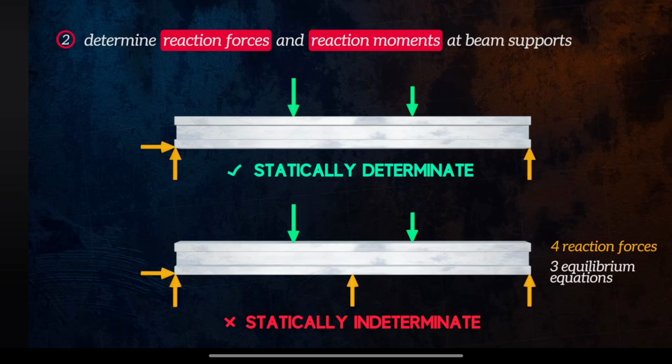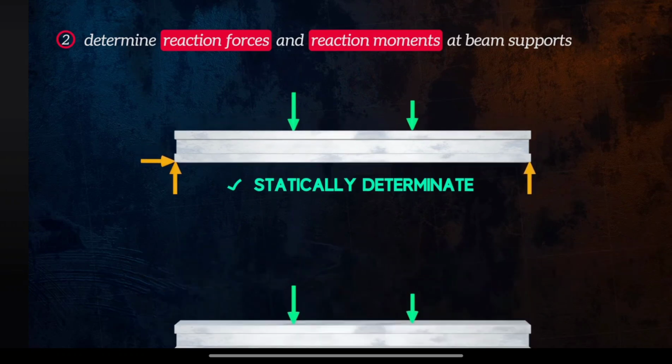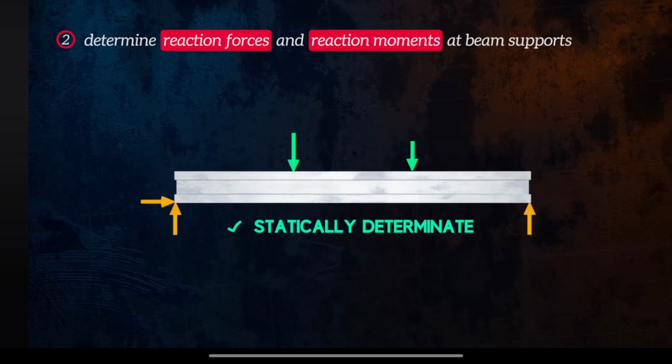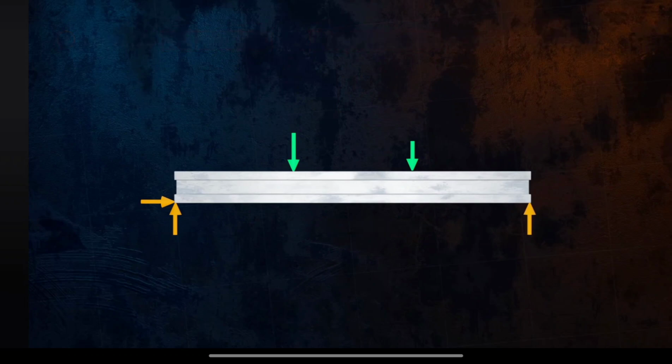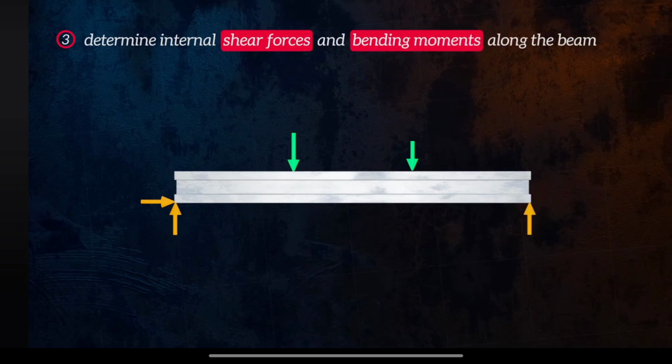To solve this beam, we would need to use slightly more complicated methods and consider boundary conditions. In this video, I will only cover statically determinate cases, where we can use the equilibrium equations to calculate all of the reaction loads. Once we have calculated all of the reaction loads, the third and final step is to figure out the internal shear forces and bending moments at every location along the beam.